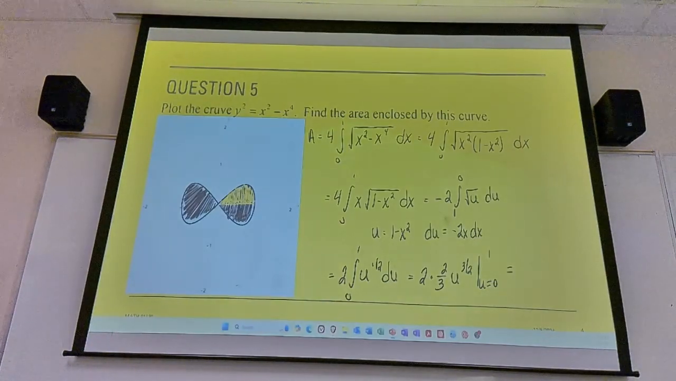What's 1 to the 3 halves? What's 0 to the 3 halves? 1 minus 0. 2 times 2/3. There's your total area.